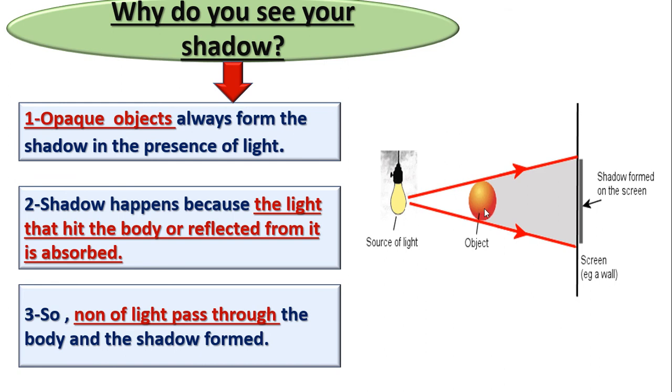So the opaque object absorbs the light, doesn't let the light pass, and makes a shadow. So again, the opaque object absorbs the light and makes a shadow.